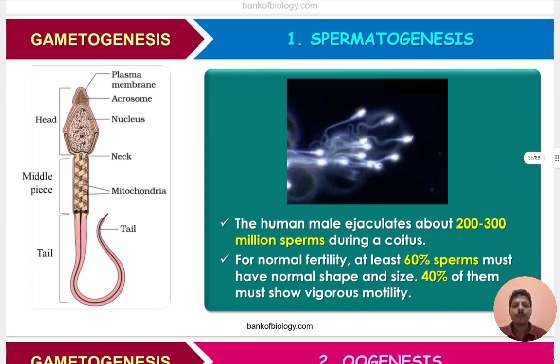Next, here you can see the human male ejaculates about 200 to 300 million sperms during coitus or intercourse. For normal fertility, at least 60% of sperm must be normal in shape and size, and out of the 60%, 40% of them must show vigorous motility.